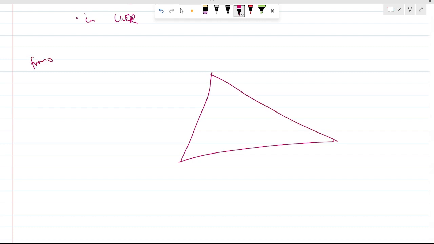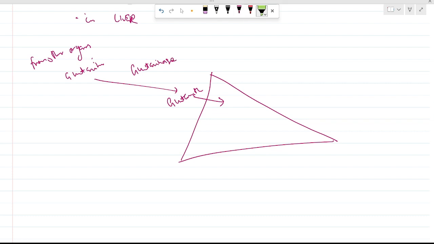From other organs, what is coming? Glutamine, from glutamate. Now this glutamine, in the presence of the enzyme glutaminase, is getting converted back to glutamate, and it enters. Glutaminase enzyme action forms glutamate from glutamine, which enters the liver.